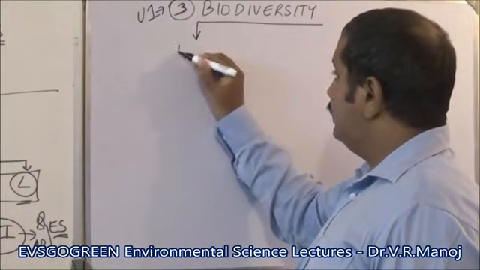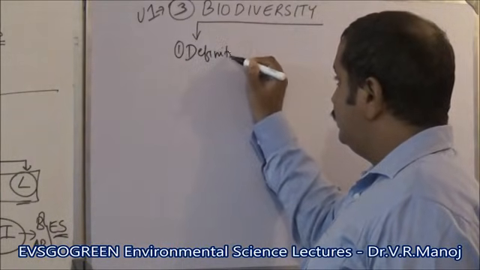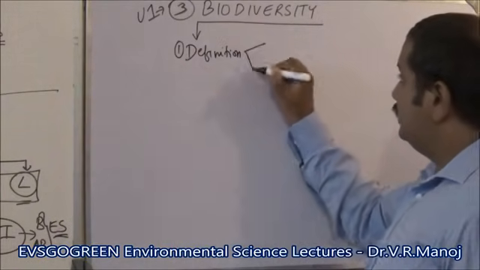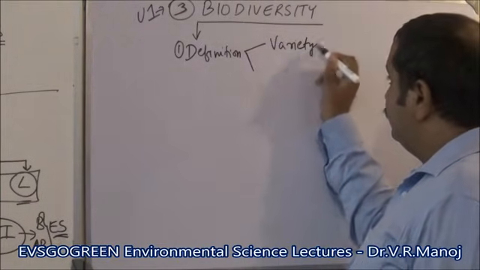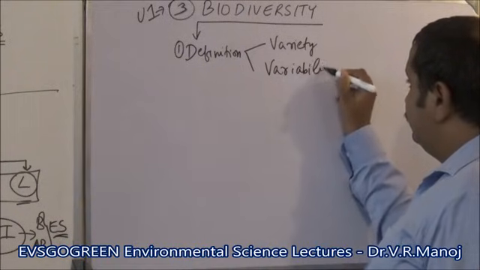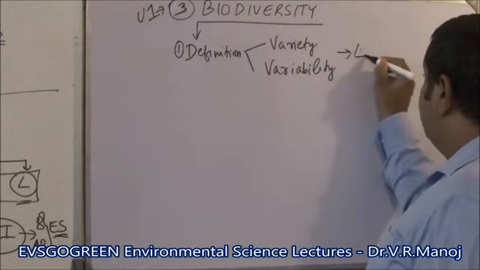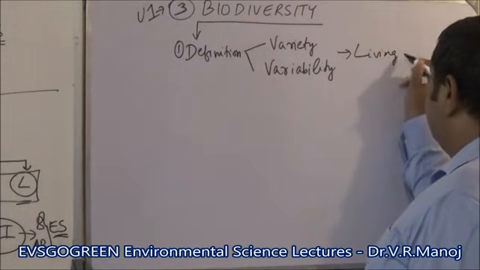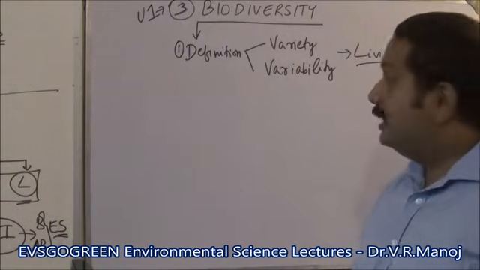The first thing about biodiversity is the definition of biodiversity. It is the variety and variability. Okay, variability of what? Of living organisms. Okay, now that is number 1.